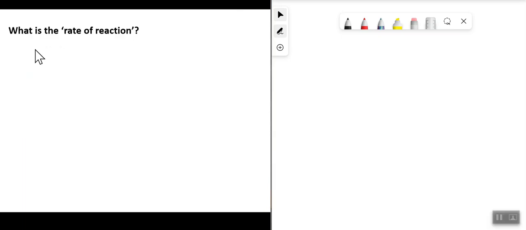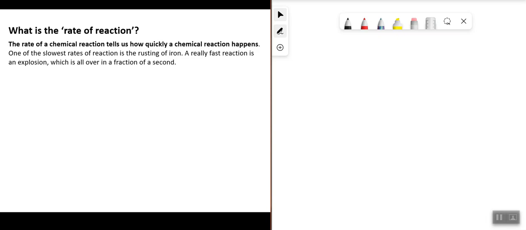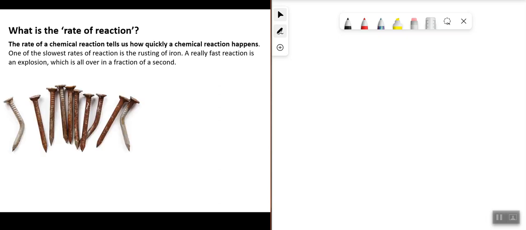Okay, so what is the rate of a reaction? The rate that something happens is relating to time. But when we talk about a chemical reaction, what do we mean by the rate of a reaction? The rate of a chemical reaction tells us how quickly a chemical reaction happens. One of the slowest rates of reactions is the rusting of iron, and a really fast rate of reaction is an explosion, which is all over in a fraction of a second.